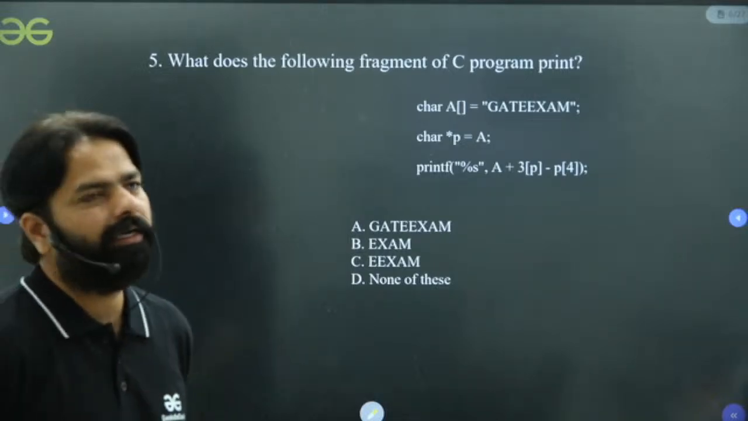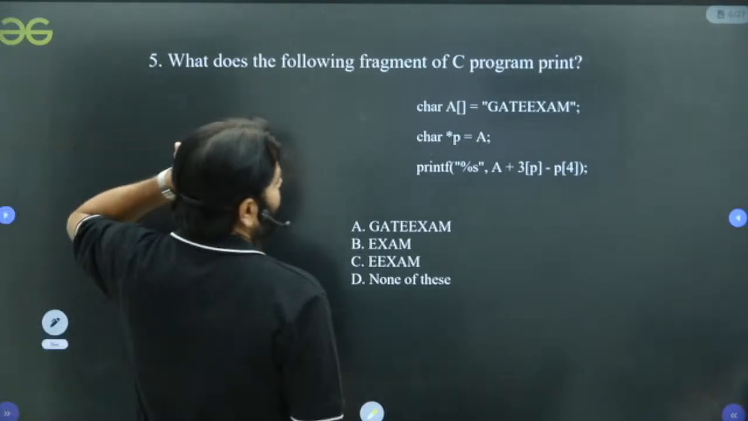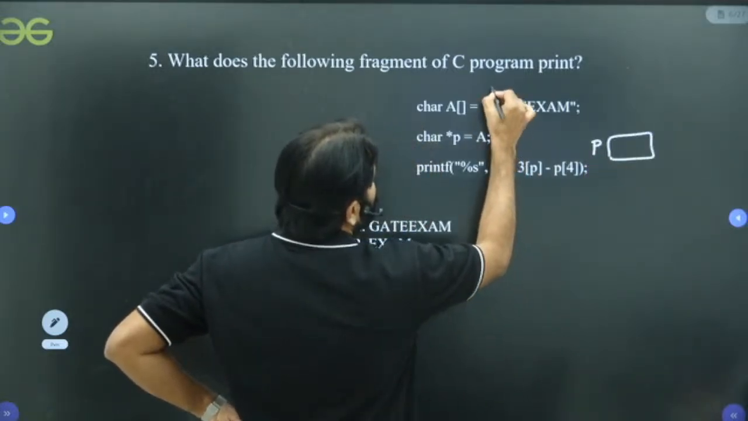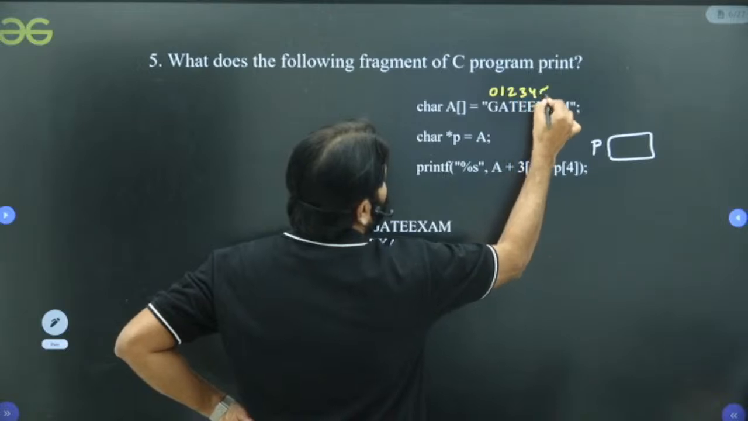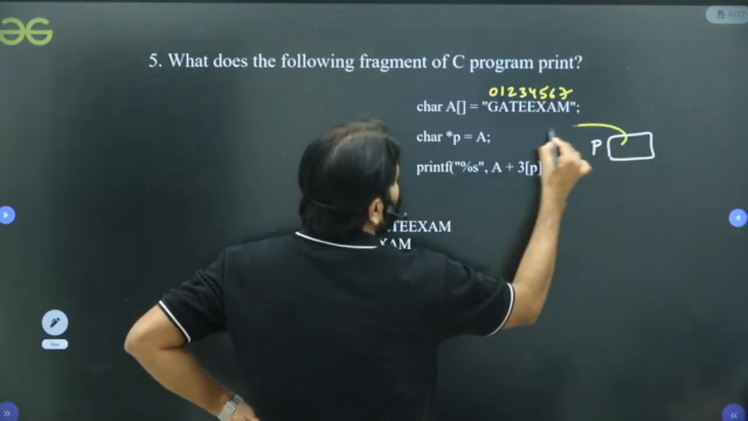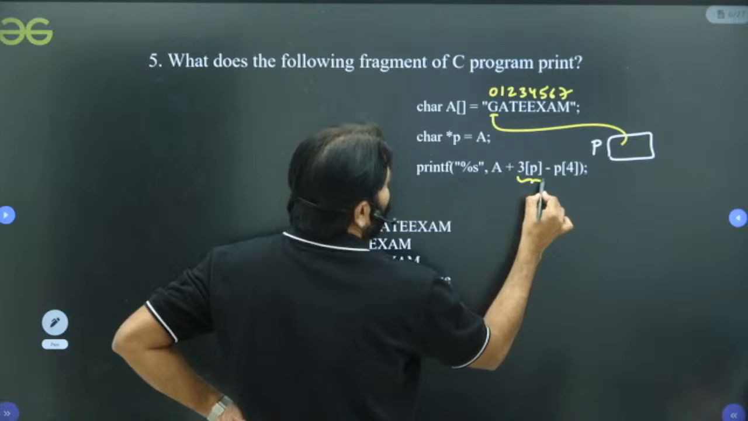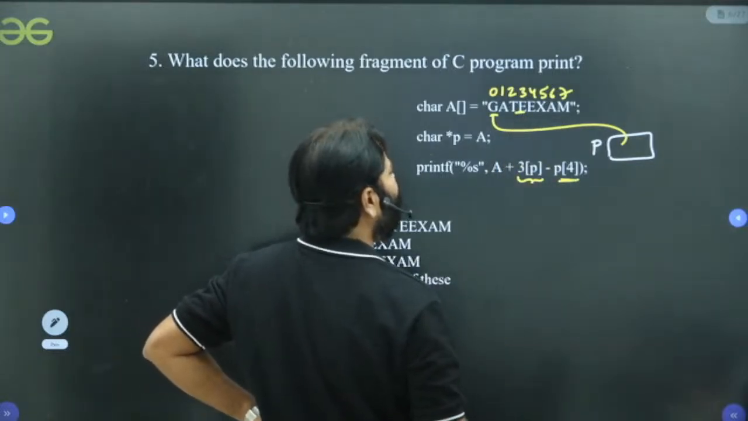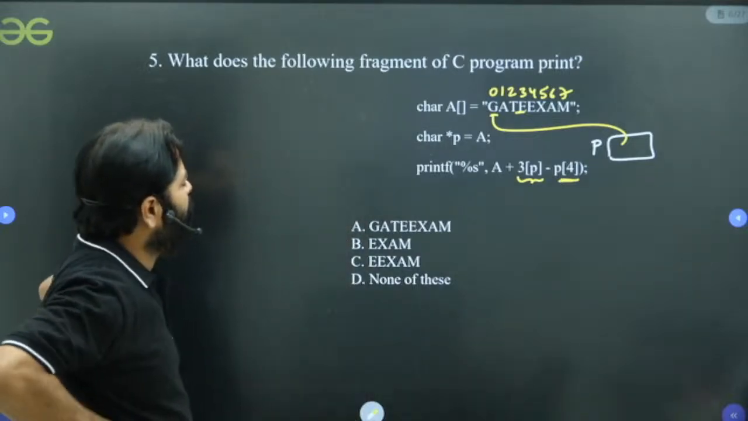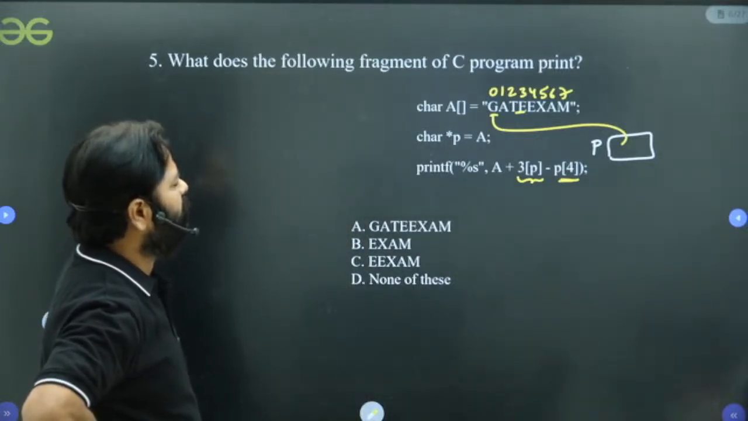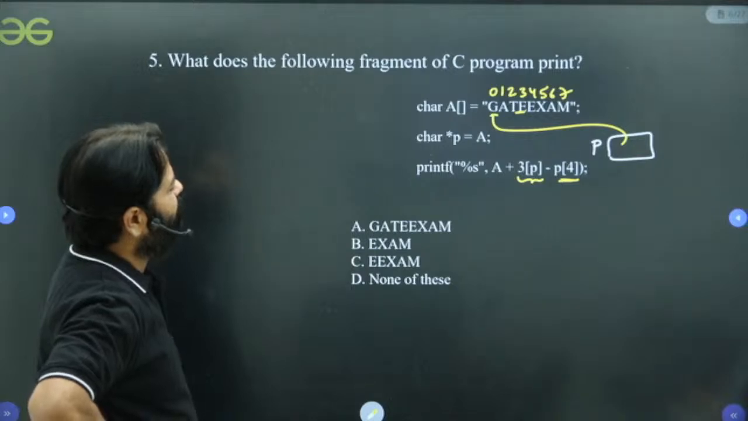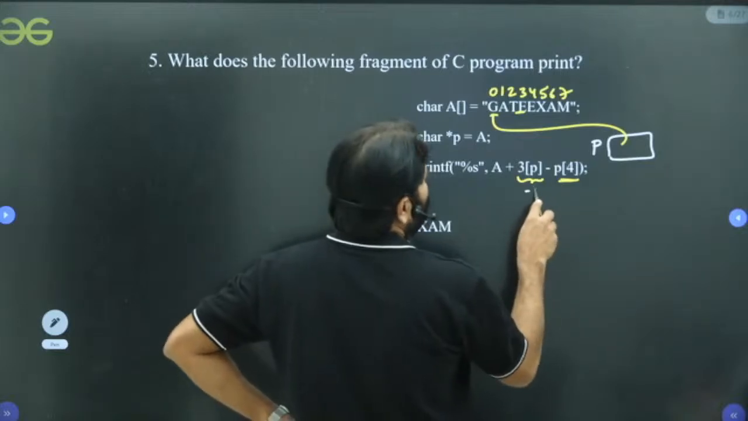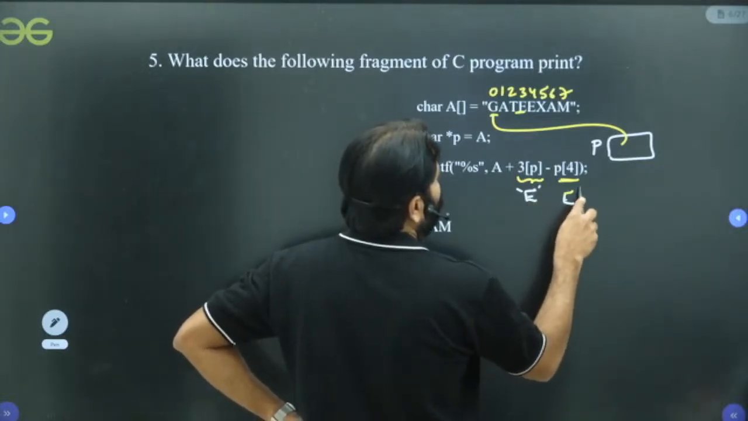Yeah, easy, है ना? Here P is pointing to, this index is 0, 1, 2, 3, 4, 5, 6, 7. P is pointing to 0. 3 of P, what will that be? E. P of 4. क्या है difference? Did I do anything wrong? 0, 1, 2, 3. This one is also E. This one is also E. What will happen?